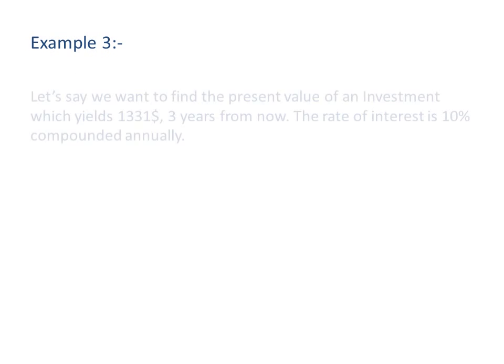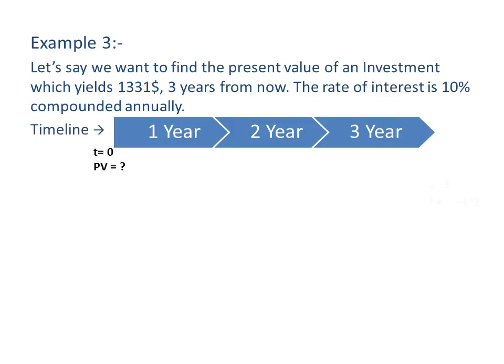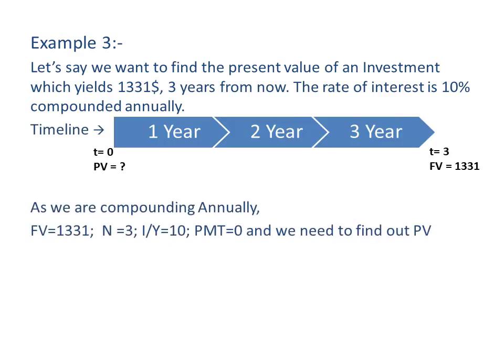Example 3. Let's say we want to find the present value of an investment which yields $1,331 3 years from now. The rate of interest is 10% compounded annually. Let's draw a timeline. As we are compounding annually, FV is 1331, N is 3, I by Y is 10, PMT is 0, and we need to find the PV. Let's watch this video.